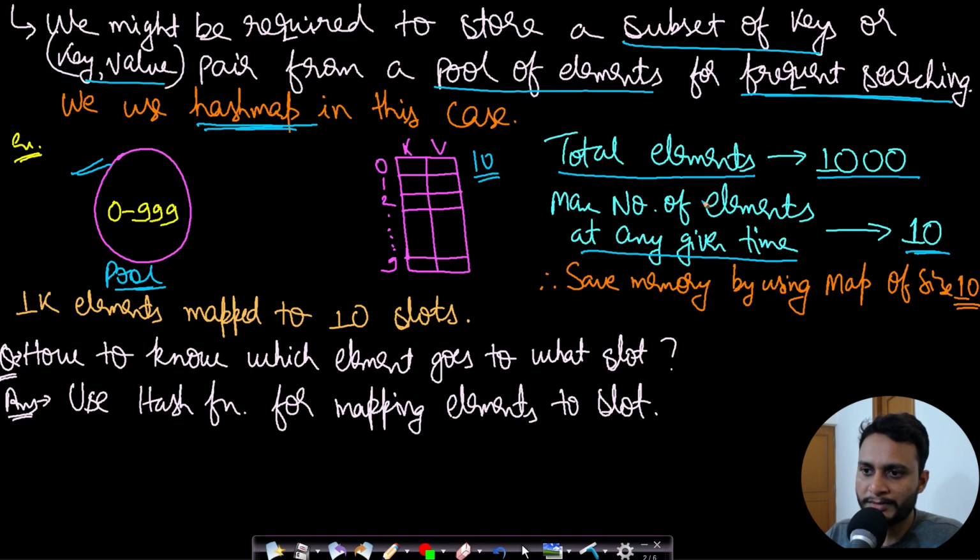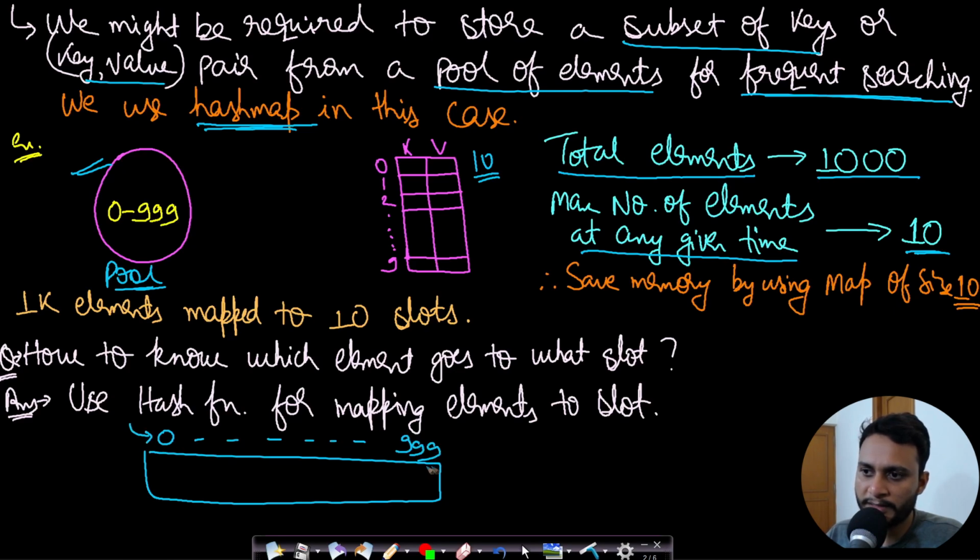Now if you are considering that we can make an array, and it will also act as a hash map, so it will start from 0 and it can go to 999, and then we can use the index of this array as a key, and it can store whatever value we want to store, right? We can even store the key values in the value part.